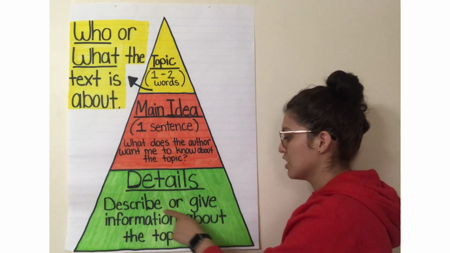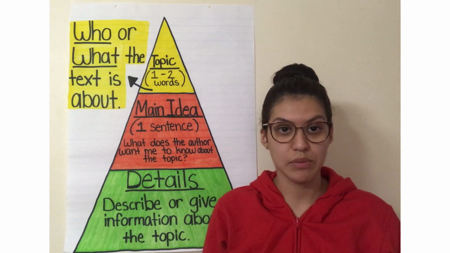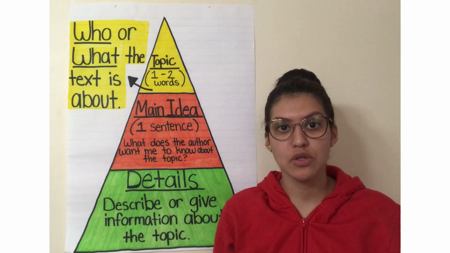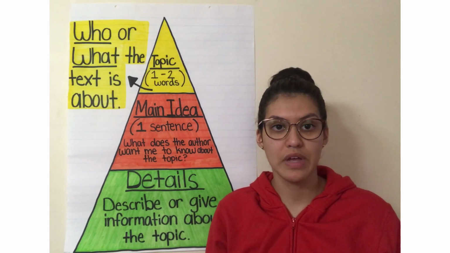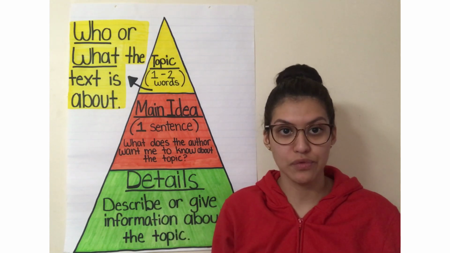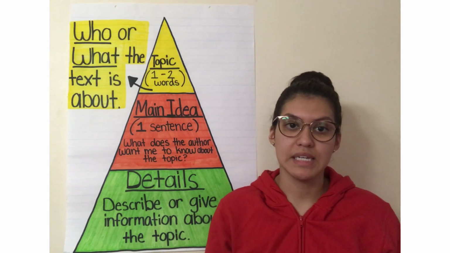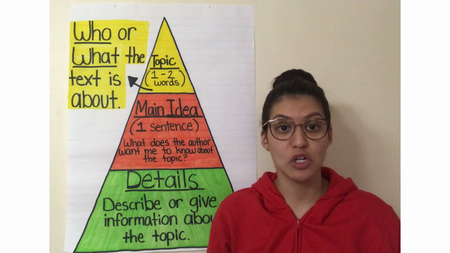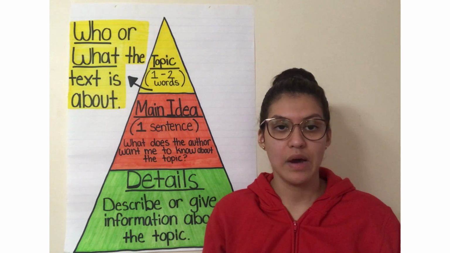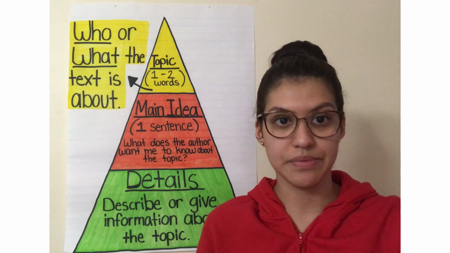Then the details describe or give information about the topic. Now, we've been talking about giving evidence and giving proof a lot when you're explaining your answer. That's where the details come in. So how can you prove that that is the topic, or how can you prove that that is the main idea? Give all the details that you can in the text in order to prove it, and that'll be the details that you're using. Now, not only can you use topic, main idea, and details when talking about a text, but you can also use it for pictures. So we're going to do a couple different examples today so that you can see how to find the topic, the main idea, and the details in a text and also in pictures.